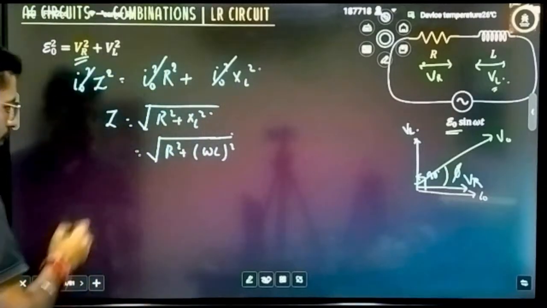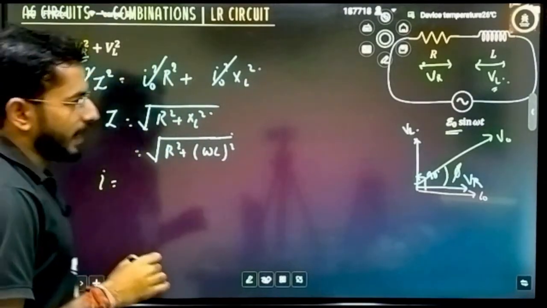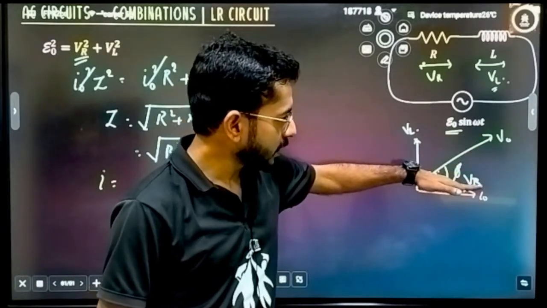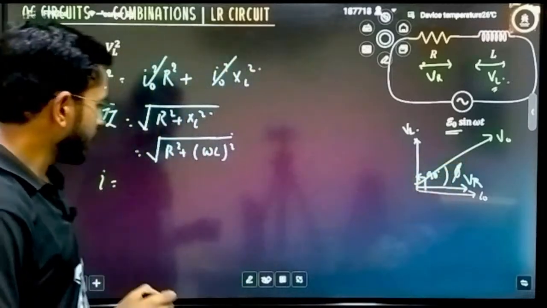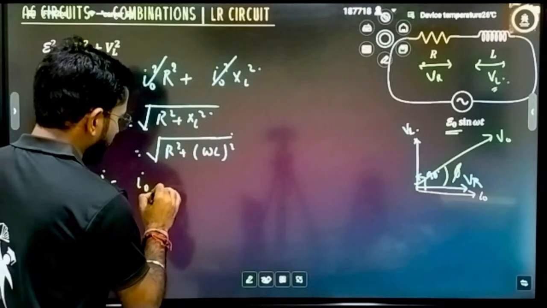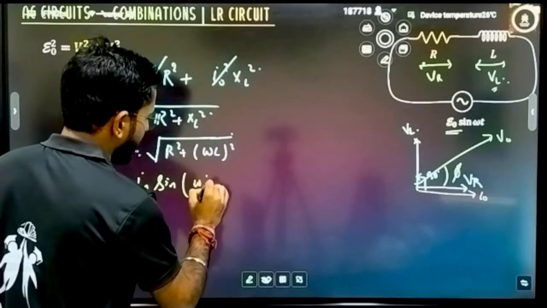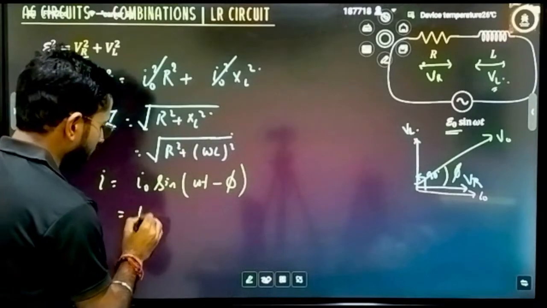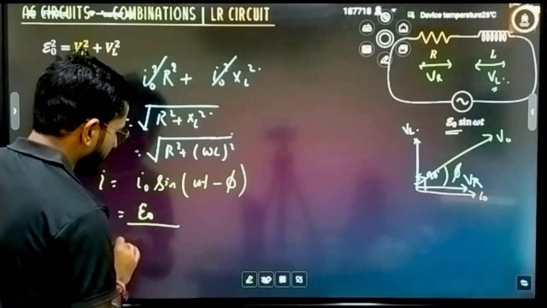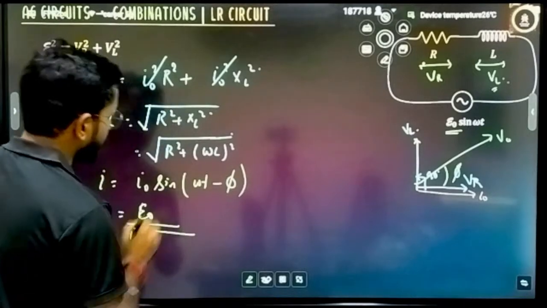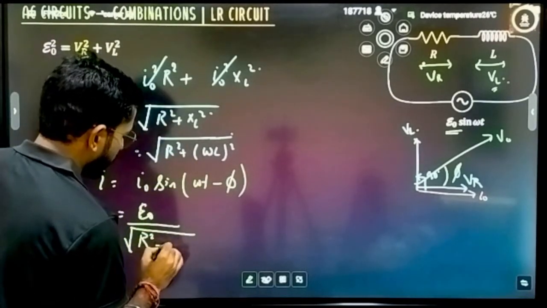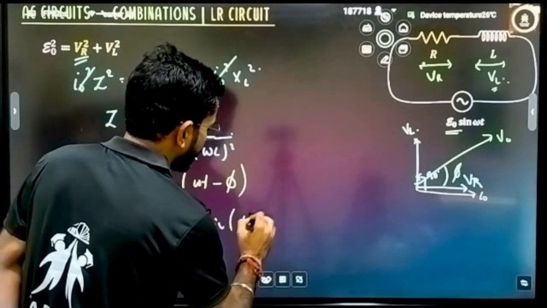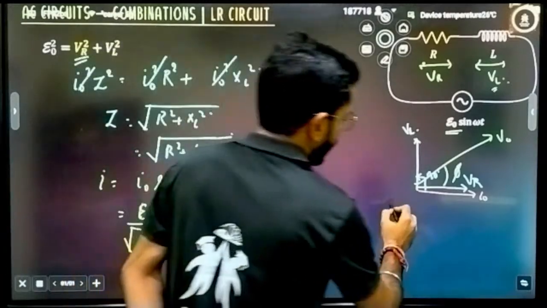Now if you want to write the equation of current, the potential this time is ahead of the current, by an angle of how much? Phi. So how will you write the current? Current will be written as I naught sine of omega t minus phi. How will you write I naught? I naught is simply E naught divided by Z, and Z you have already calculated, the square root of R square plus XL square. How will you write phi?